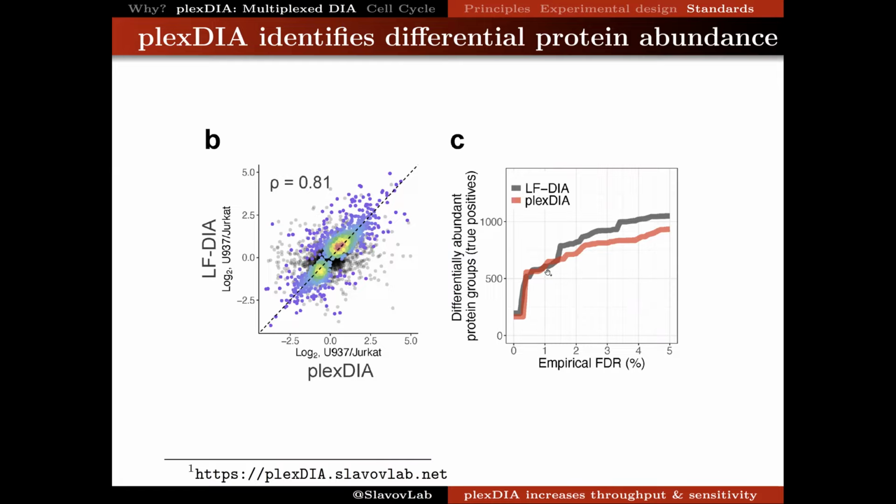And by performing this analysis, we see that label-free DIA and plexDIA have very comparable performance, except that the resources spent here on plexDIA are threefold less. So we are obtaining the same power for identifying differentially abundant proteins by spending three times less money and instrument time.